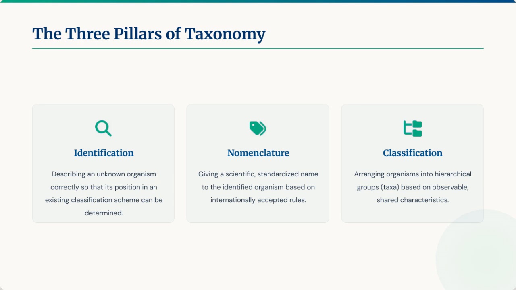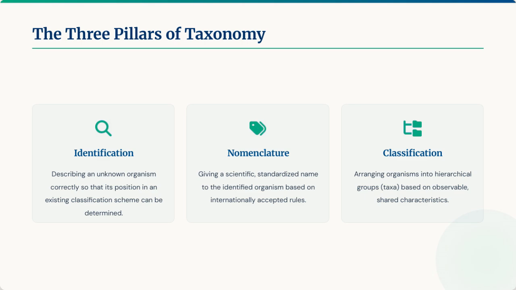It's like figuring out exactly what the organism is by observing its features. Next, we have nomenclature, which is about assigning a scientific and standardized name to the organism, following internationally accepted rules. This ensures that scientists worldwide refer to the same organism using the same name, avoiding confusion.